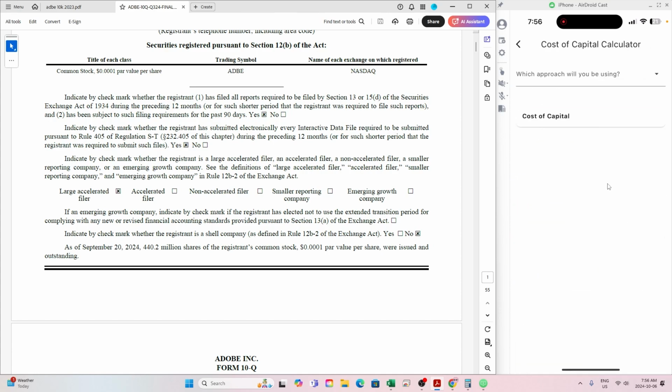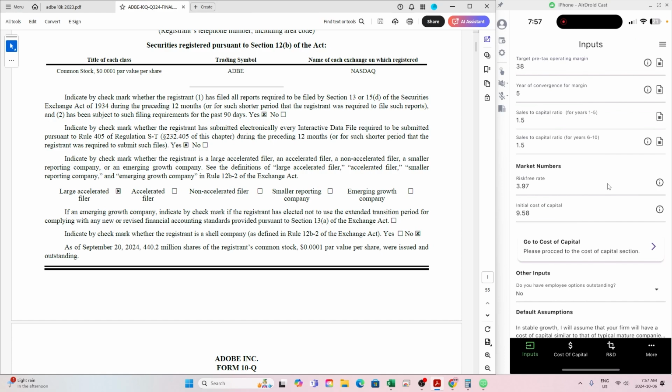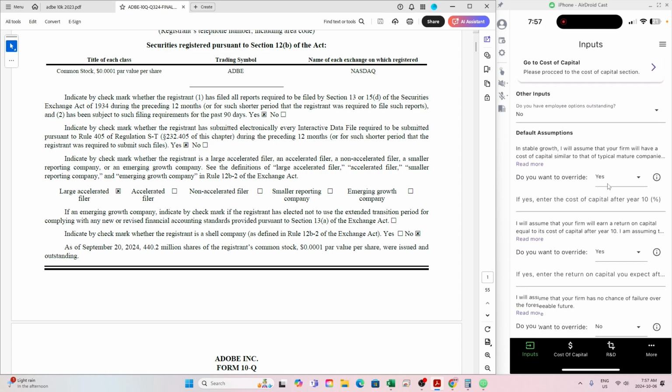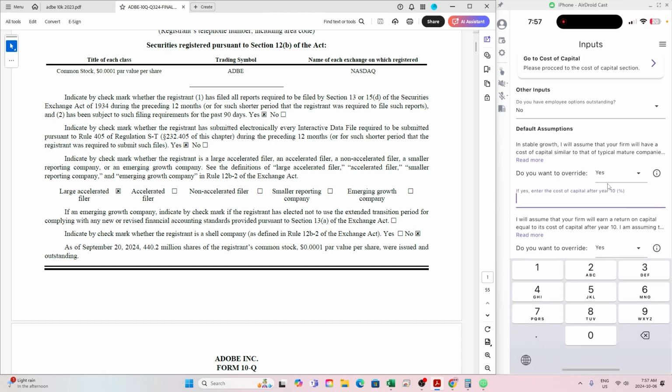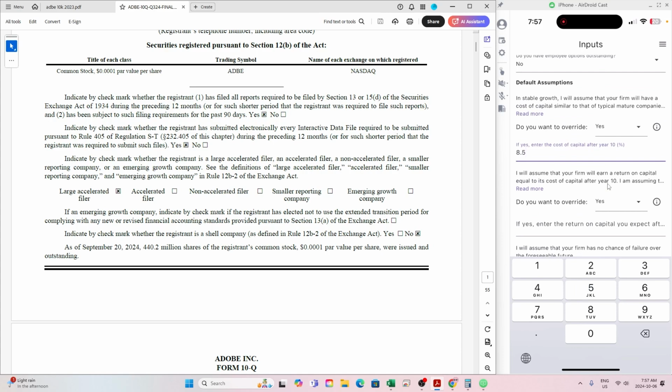And initial cost of capital, we will select from here, from drop down menu, industrial standard, which is 9.58. For other assumptions, we are just changing a couple of assumptions here. The first one is, in a stable growth, I will assume that your firm will have a cost of capital similar to the typical mature company.